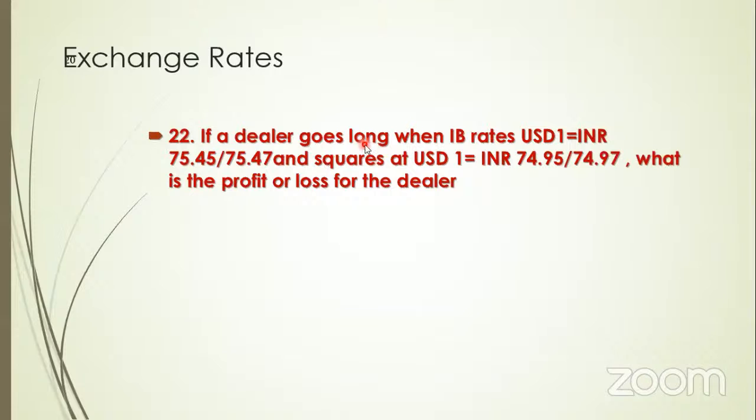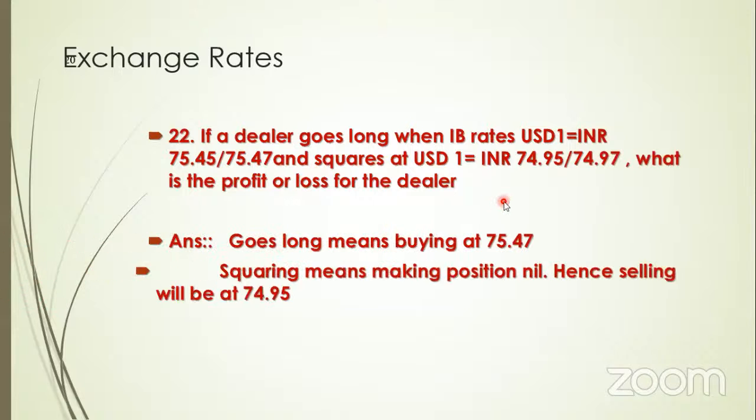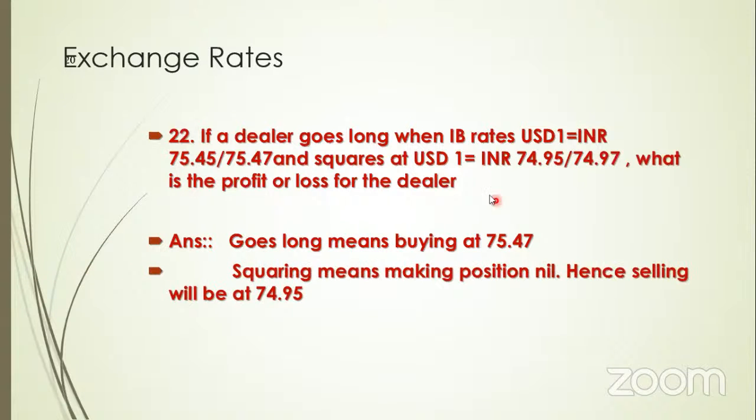If the dealer goes long, meaning goes buying, and he squares by selling at this rate, what is the profit or loss? I have explained the steps. Go through it. Interesting question. Going long is buying. So you'll be able to buy at this rate and you'll be able to sell at this rate. Then it's a loss. Loss or profit you have to decide.